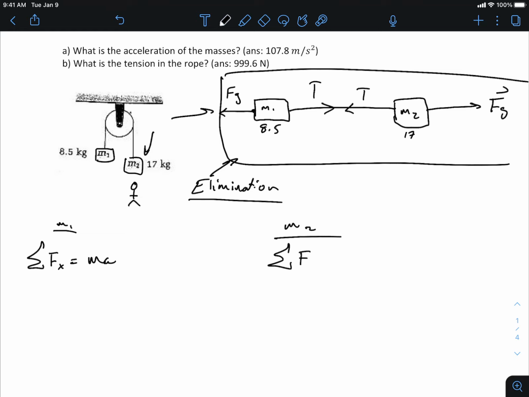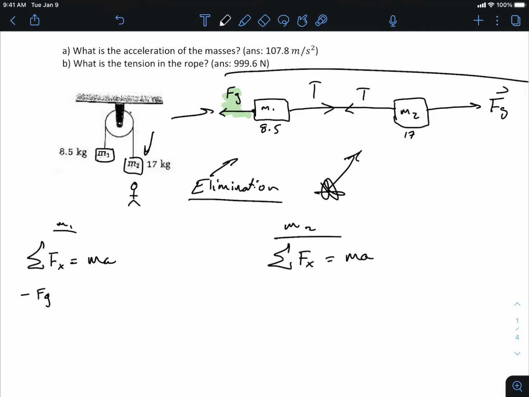We also know it's moving, so the sum of the forces in the x direction, and remember I'm dealing in the x direction here, is ma. So let's just put the forces on. For M1, the force of gravity is pointing in the negative direction, so I'm going to go negative Fg, and tension is positive, and that's equal to Ma. So I get negative M1G plus tension equals M1A.